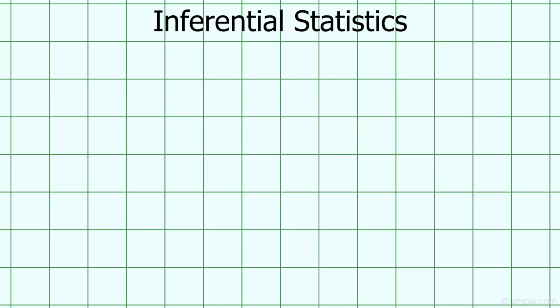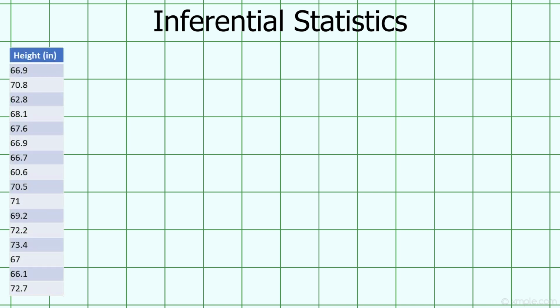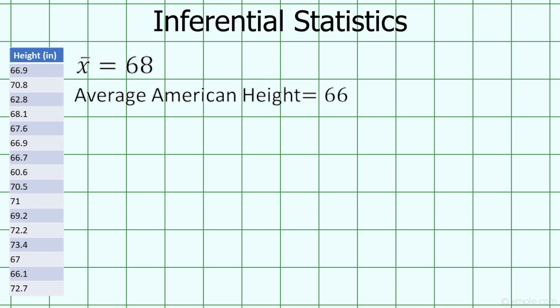So, to answer this question, we fly out to the American Economics Association meeting in San Diego, tape measure in hand, and measure the heights of 16 random economists. We run the numbers and we get an average height of 68 inches, which is 2 inches taller than the average American height of 66 inches. So that settles it. Economists are taller than average. Well, not so fast. There's always the possibility that economists are no taller than average folks, and we just happen to get a sample of taller people just by random chance.